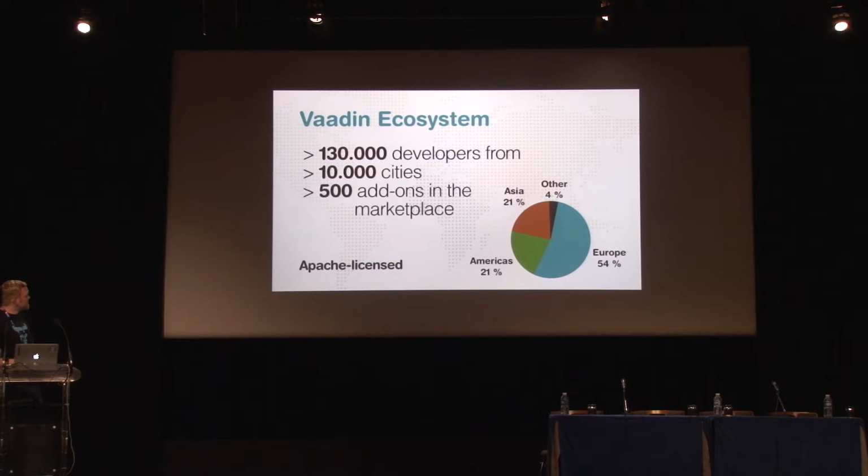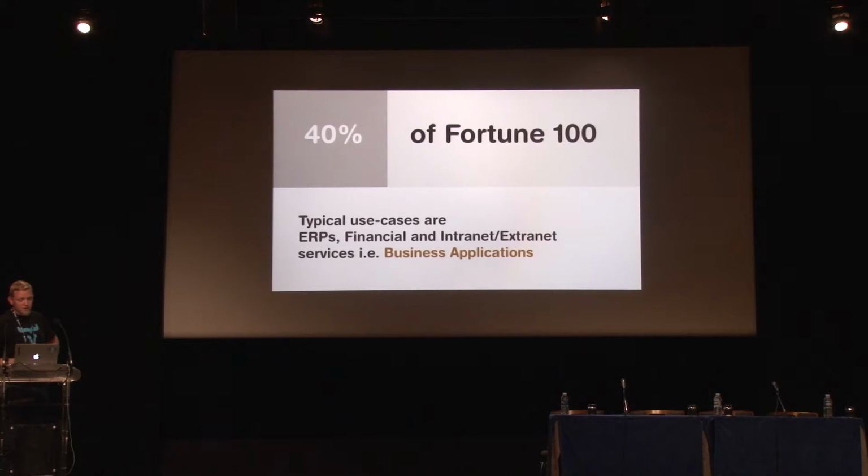So the Varden ecosystem, we estimate that we have around 130,000 developers using Varden already globally. And it's Apache licensed. The biggest area of Varden users are from German-speaking countries, I would say. And almost half of the Fortune 100 companies are already using our tool for something. But the most important thing is that it's for business apps, web apps. No one does a homepage with Varden. It's for application development, web application development. This is really important to understand, where a framework fits and where it doesn't. So web apps is what we are concentrating on.